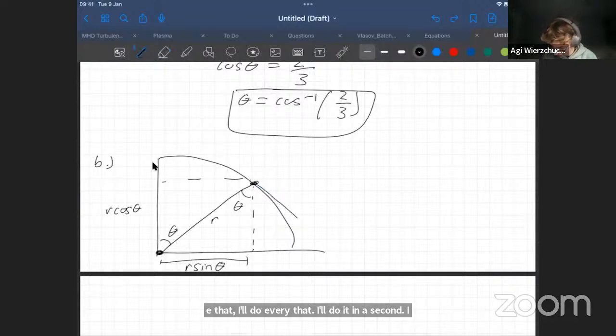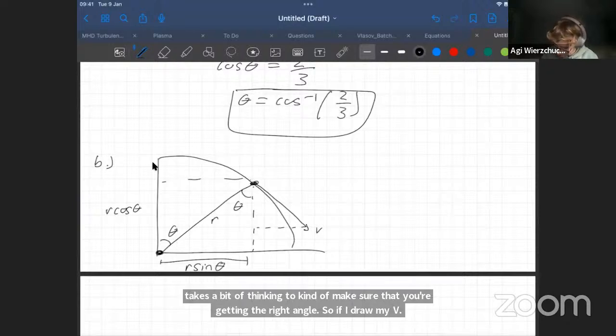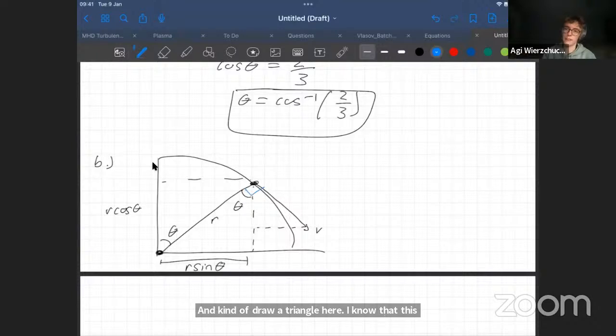So if I draw my V and kind of draw a triangle here, I know that this angle has to be 90 degrees because a radius and a tangent are perpendicular, which means that this is going to be 90 minus theta. And because I just drew a right angle triangle, this is going to be just theta. Right? Okay, so let's kind of sum up what we have.